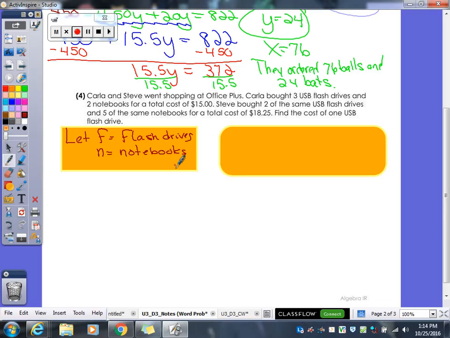And now I have to do my two equations. Now this is not money in total because it's all money. I have 3 flash drives and 2 notebooks for $15. So 3 flash drives and 2 notebooks cost 15 bucks. Steve bought 2 flash drives and 5 notebooks and he spent $18.25. I'm sorry, Miles, what? Oh, yeah, sorry, thank you. There should be 3 flash drives.